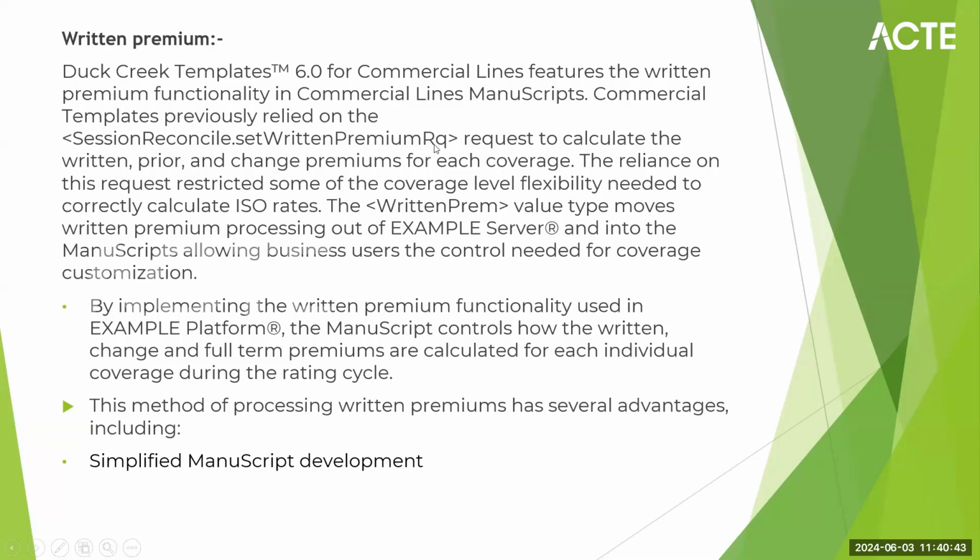The fetch and reconcile dot set return premium requirement request is used to calculate the return, prior and change premium for each coverage. The reliance on this request restricted some coverage-level flexibility needed to calculate ISO rate. Return premium value type moves the return premium processing out of the example server into the manuscript, allowing business users to control the needed coverage customization. By implementing the return premium functionality in the example platform, the manuscript controls how the return, change, and full term premium are calculated for each individual coverage during the rating cycle.